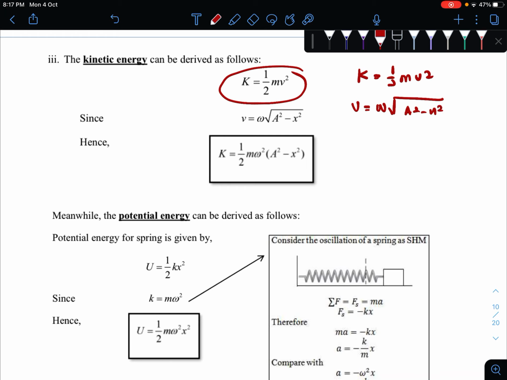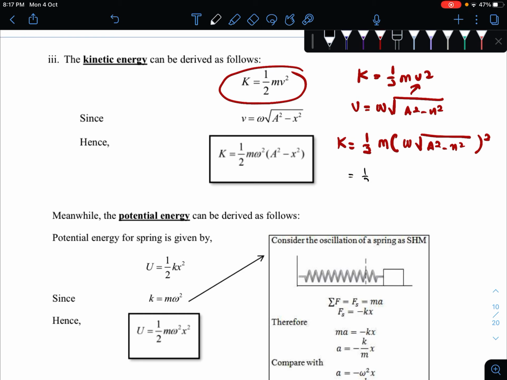We neglect the plus minus here just to substitute this v into here. So your K now becomes 1 over 2m, where the velocity, we put in omega square root of A square minus x square, whole thing squared. The reason we neglect the plus minus here is that when you square it, it disappears anyway. So we just ignore it.